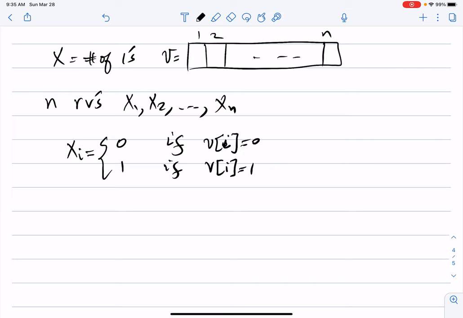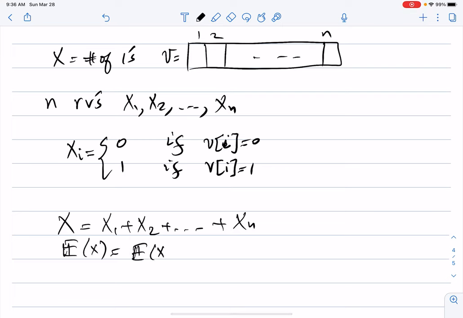Now, if you look at x, x is the number of 1s. But x1 will take value 1 if there is a 1 in position 1. And x2 will take value 1 if there is a 1 in position 2. x is really the sum of these n variables. Once I look at it like this, the expected value of x is the expected value of the sum of the xi. By linearity of expectation, it is the sum from 1 to n of the expected value of xi.